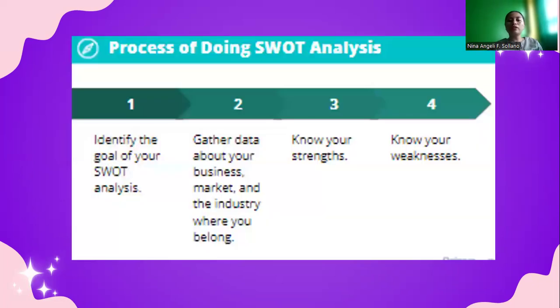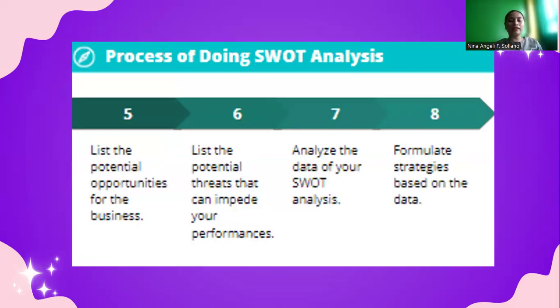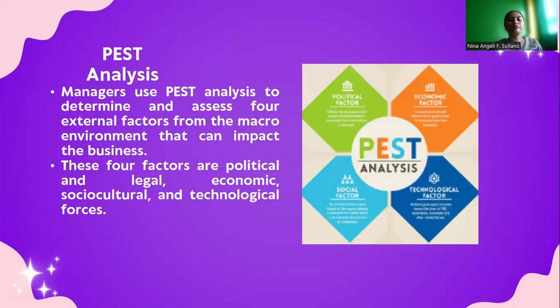Okay. So we have the process of doing SWOT analysis. First, identify the goal of your SWOT analysis, then gather data about your business, market, and industry where you belong, then know your strengths, also know your weaknesses, and then list the potential opportunities for the business, plus the potential threats that can impede your performance, and analyze the data of your SWOT analysis and formulate strategies based on the data. So that is for SWOT.